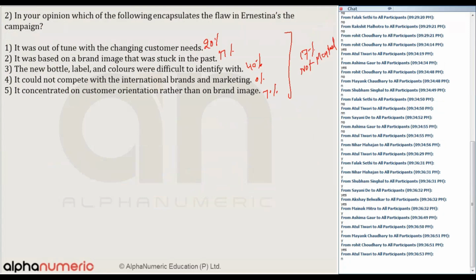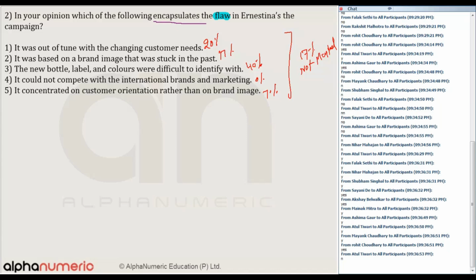All right, let's start here. It says, in your opinion, which of the following encapsulates the flaw in the campaign? Okay. So first of all, I need to identify what is the flaw in the campaign. Okay. Encapsulates, so the meaning of the word encapsulates is nothing but as a capsule, to enclose something as a capsule, or you can say to express the essential feature. That's it. Okay. So I need to identify the flaw in the campaign.